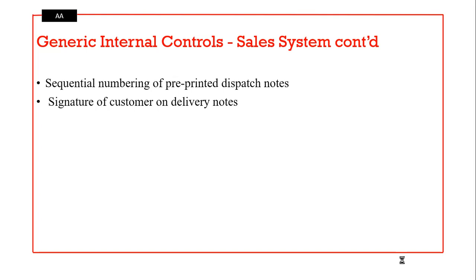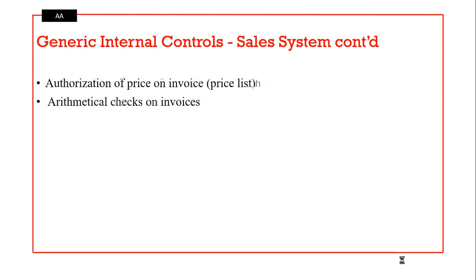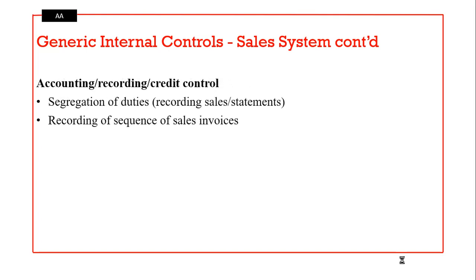Sequential numbering of printed dispatch notes is very crucial so that you ensure that you fulfill set orders. There must be signature of customer on delivery notes so that customers confirm that goods were actually received. There must be authorization of price on invoice, and this must be done in accordance with the approved price list by managers. And you should also check your invoices for accuracy, that is arithmetic checks.